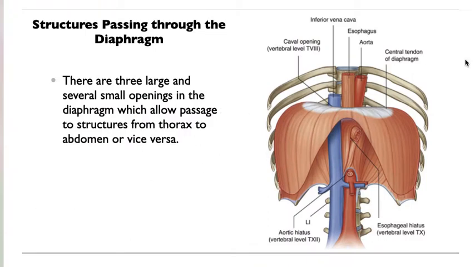Now, very important are the structures passing through the diaphragm. As you can see, it has three large openings, and they are allowing passage of structures from the thorax to the abdomen and vice versa. You can see we have the inferior vena cava, the esophagus, the aorta passing through it.